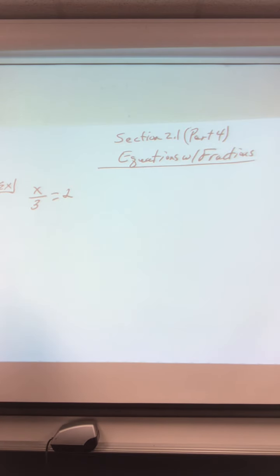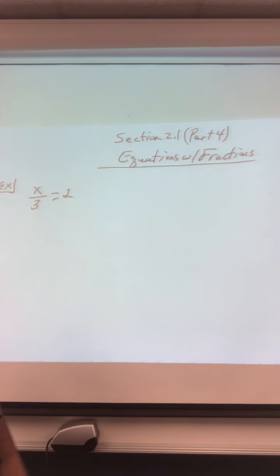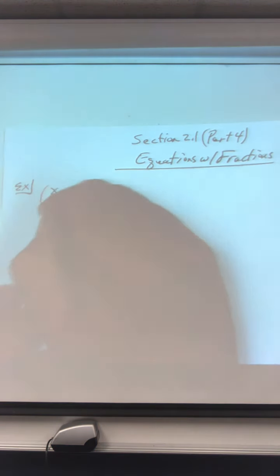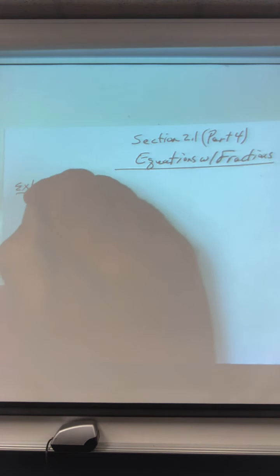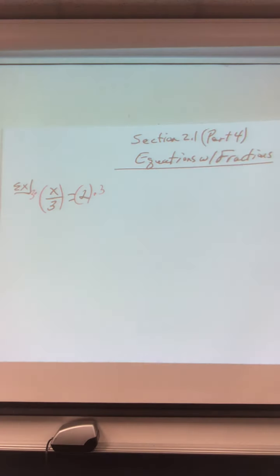Well, to undo a dividing 3, I can simply multiply by 3. So what I want to do is multiply the left side by 3. But if I multiply the left side by 3, I have to also multiply the right side by 3. All right, so I will show that in red. I'm going to multiply this left side by 3 and multiply this right side by 3.